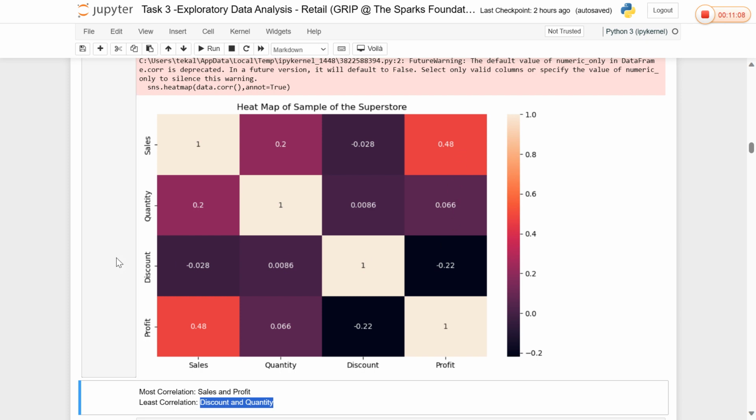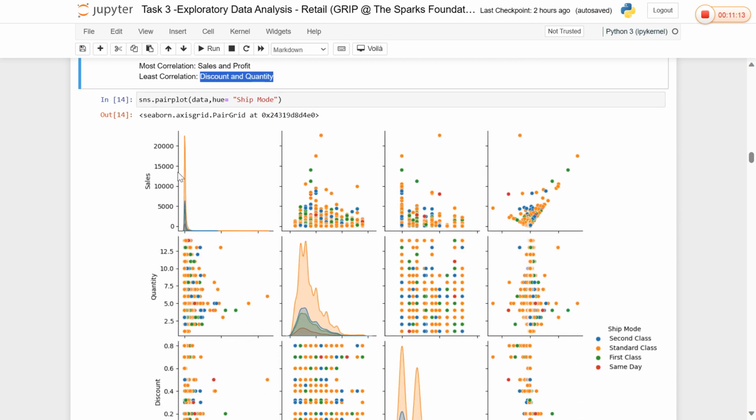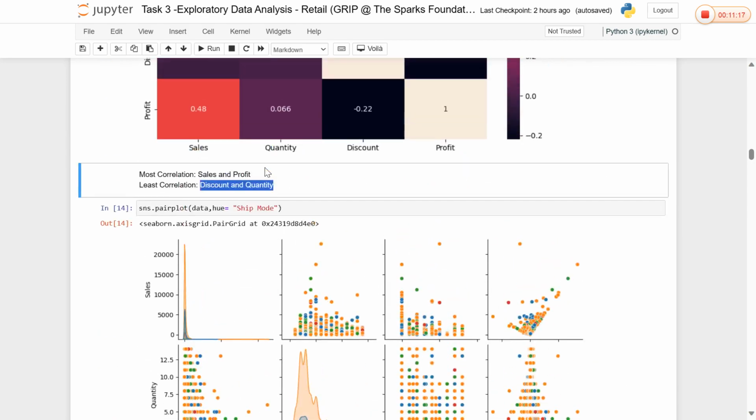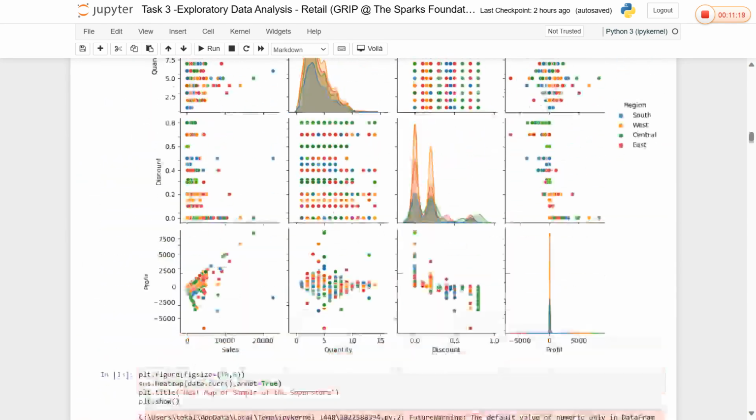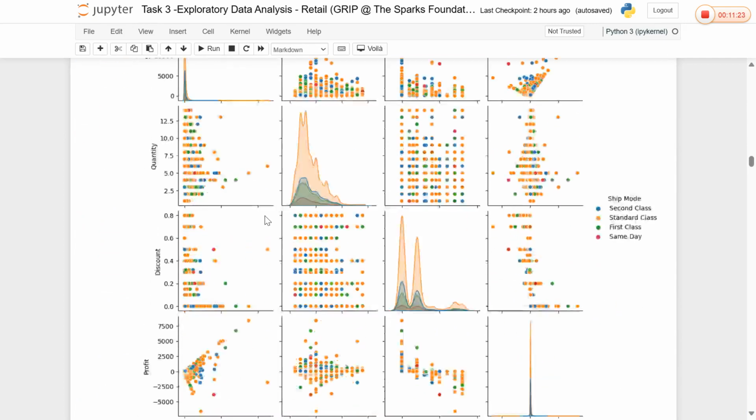See how we analyze. It is for the region. It is for the ship mode.